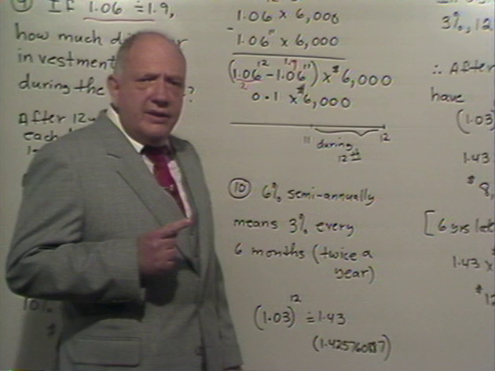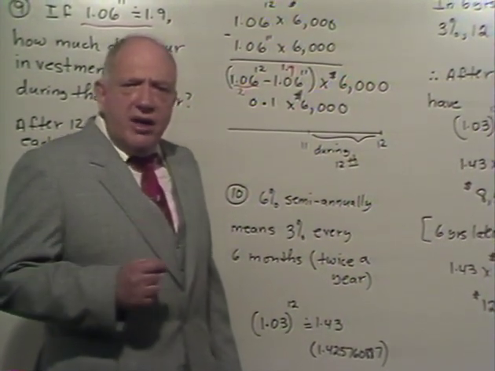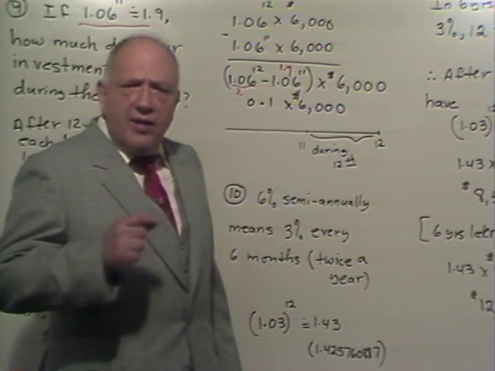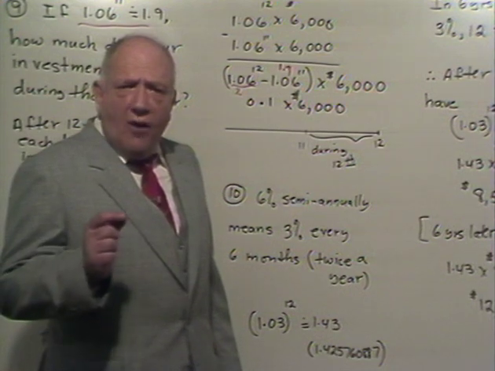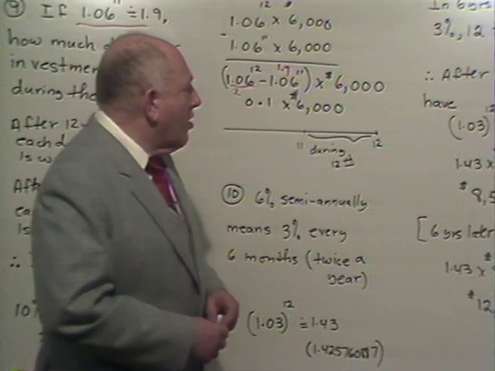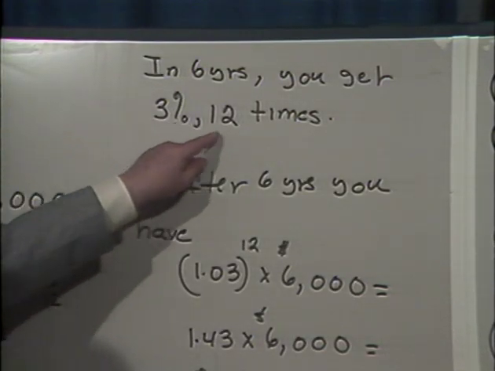Well, the trick here is that since it's being compounded semi-annually, 6 years means you're going to have 12 interest periods, aren't you? So you're going to get interest twice a year for 6 years. That's 12 interest periods, but instead of 6%, you're going to get 3%. So the formula becomes this. See, in 6 years, you're getting 3% 12 times.